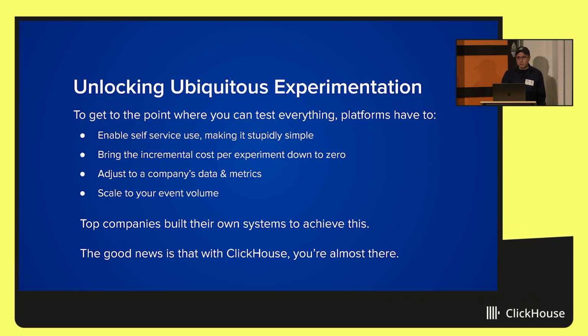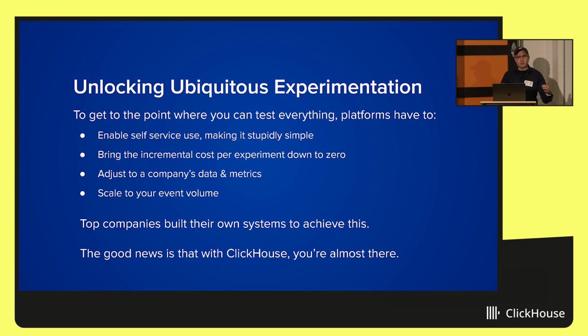Cool. All right, so what are some of the things you need to get to that level of enterprise-grade experimentation? Well, you have to have a platform that is self-service, right? You have to have your entire team be able to run tests without one team or one person being the bottleneck. You have to bring the incremental cost per experiment as close to 0 as possible, because if you're running 100,000 tests and paying per test, you're probably going to go broke. Some of the other platforms get very, very expensive, and that's one of the reasons why people self-build.